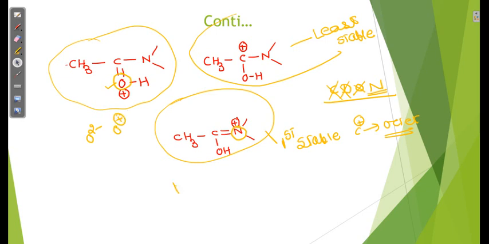Among them also N minus is best compared to N plus, but N plus is feasible because nitrogen is less electronegative. We can say it is toward the positive. Nitrogen is slightly more electropositive than oxygen, so the positive charge will be on it, and it can acquire it. So this is the least stable, this is the first stable canonical structure, and this is the second stable canonical structure.